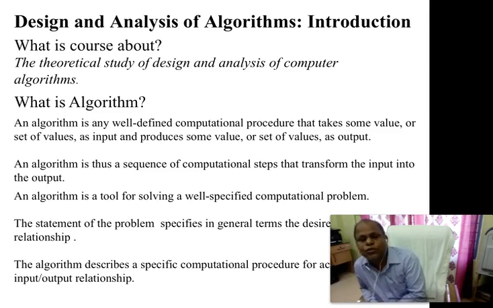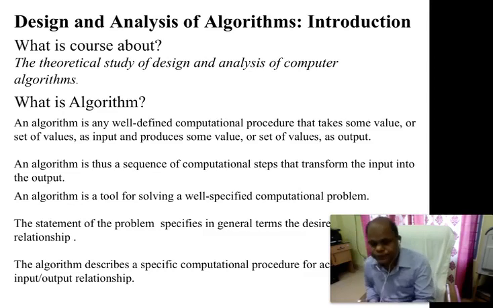And in this course, we will study theoretically the design of algorithms, that is, how we will write and design the algorithms, and analyze the algorithm, whether it is a good algorithm or a bad algorithm, and what amount of resources that algorithm will take for solving any kind of problem with the help of a computer. Hence, design and analysis of algorithm is a theoretical study of the design and analysis of computer algorithms.